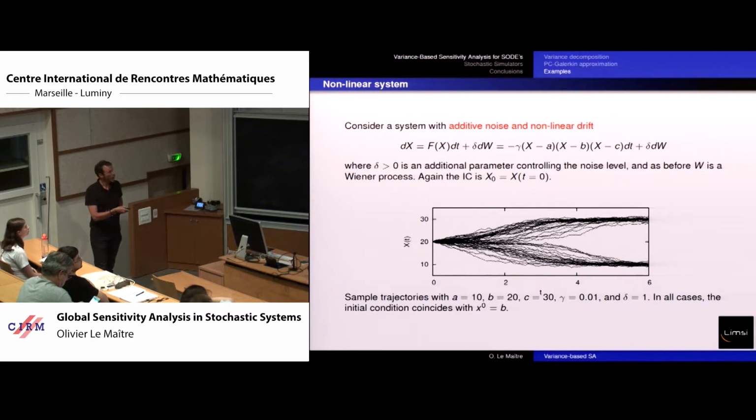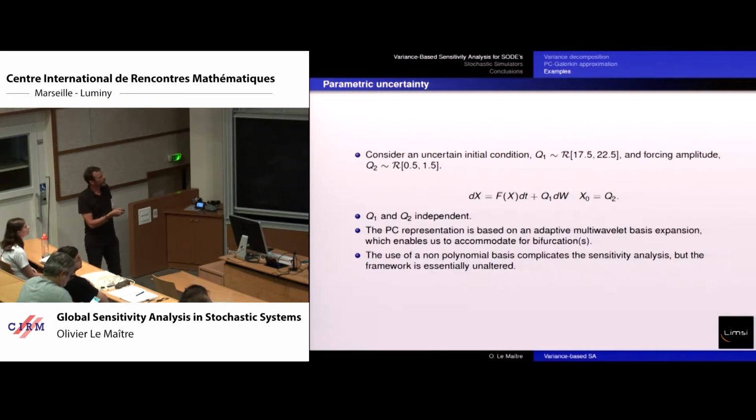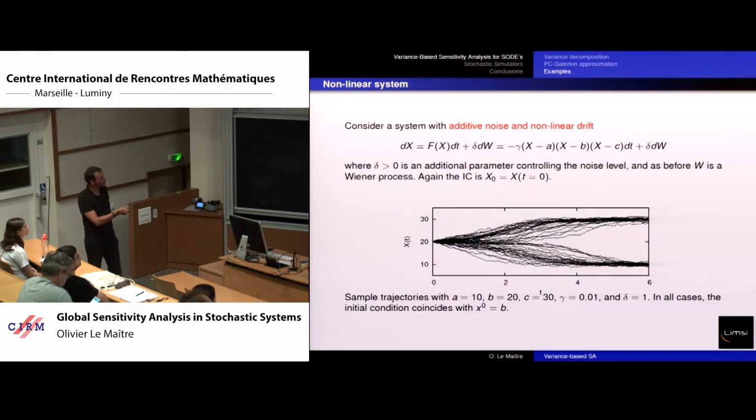For this system, I'm considering some uncertainty on the initial location. Clearly, if I'm starting from a very high point, it's very likely that I'll end up on this branch and not on the second one. So I have uncertainty on the starting point, and I also have uncertainty on the magnitude of the stochastic forcing.